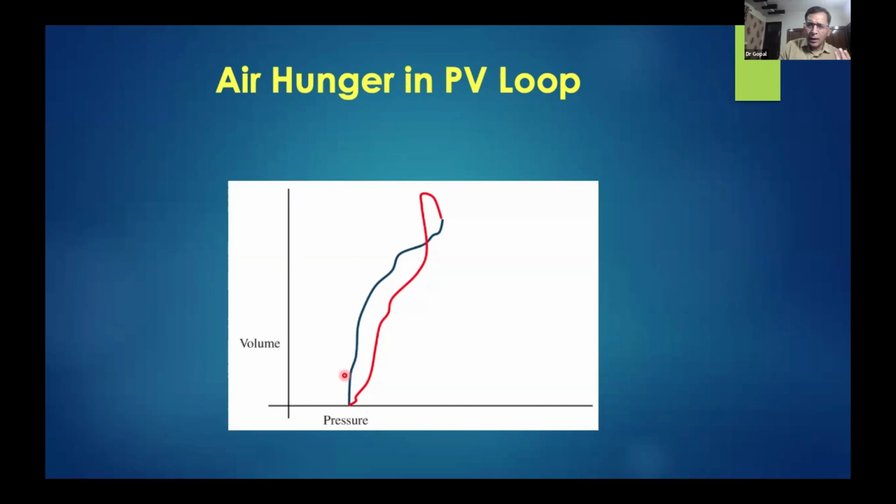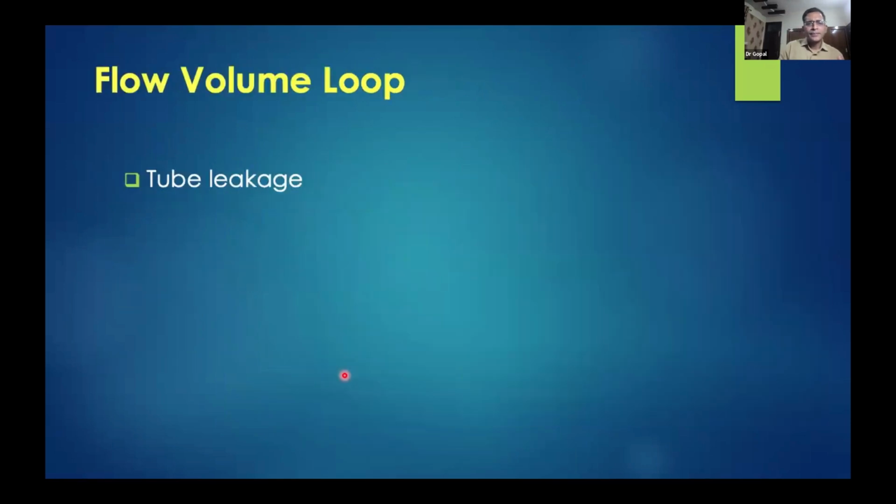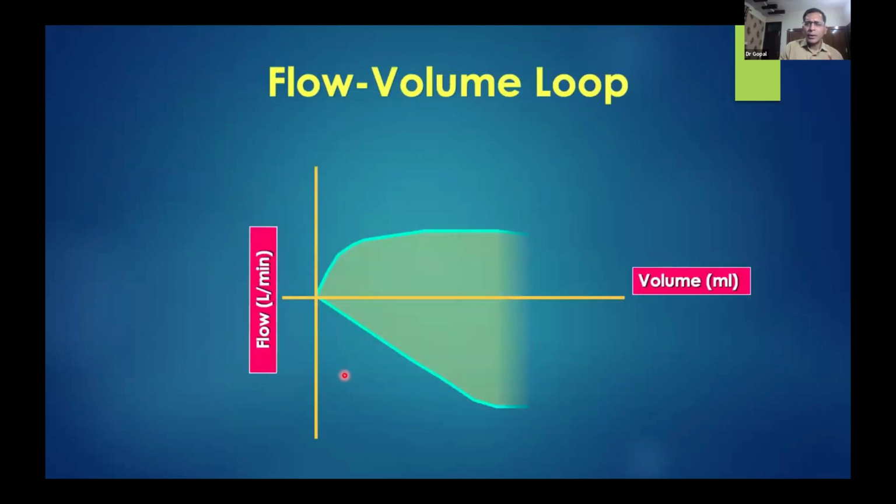So you can know the compliance, you can know the after-surfactant effect, you can know the air hunger or the flow rate, you can know the optimal PIP, and you can know over distension using a PV loop. The final graphic from our point would be the flow volume loop, and the flow volume loop also has its own utility. I'll go through that and discuss how the flow volume loop works.